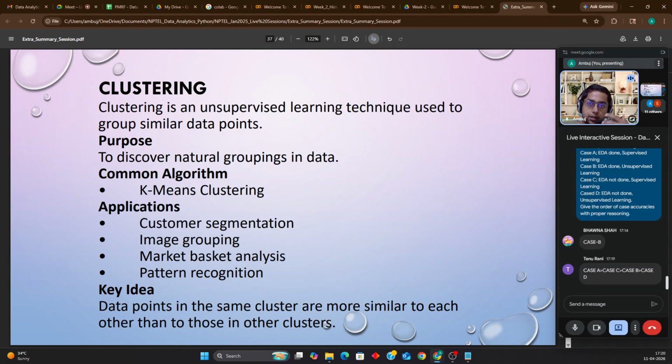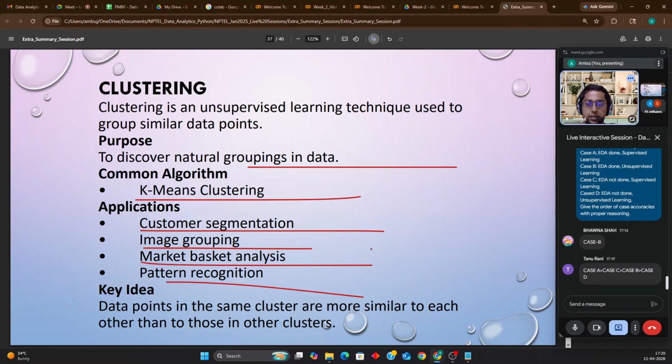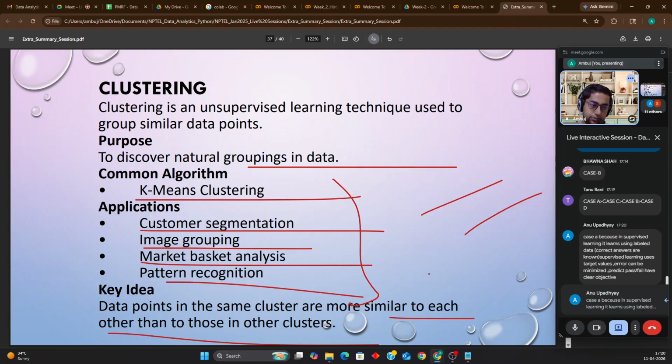Clustering is an unsupervised learning technique used to group similar data points, and its purpose is to discover natural groupings in the data. A common algorithm is k-means clustering. Applications are customer segmentation, image grouping, market basket analysis, and pattern recognition. The key idea is that data points in the same cluster are more similar to each other than to those in other clusters.